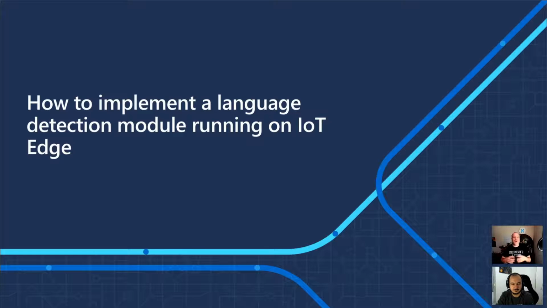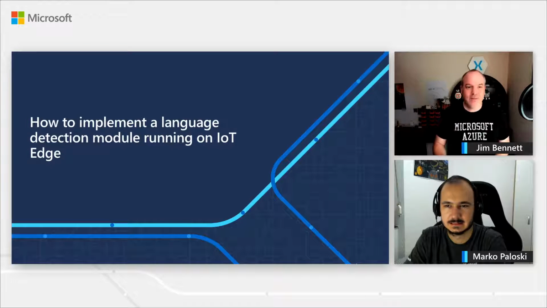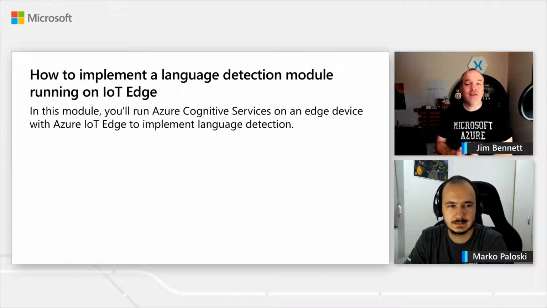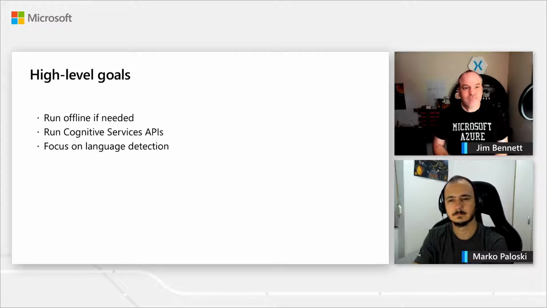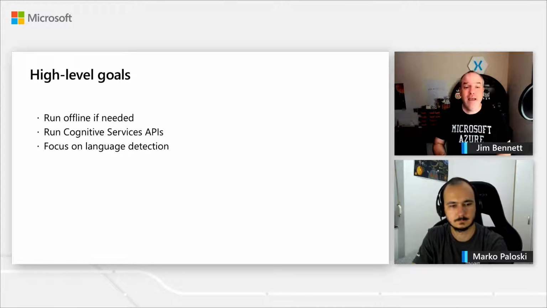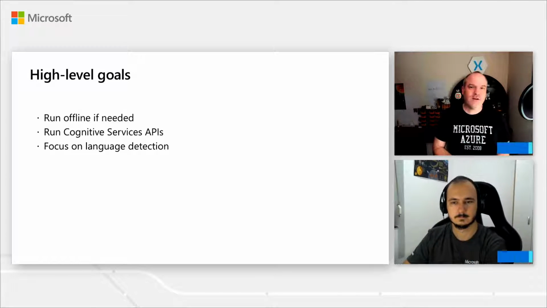So let's talk about how we're going to implement this whole language detection module running on IoT Edge. We're going to do it by running Azure Cognitive Services on an Edge device. So we're going to use an Azure Cognitive Service, but rather than run it in the cloud, we're going to run it on the Edge device. The goals of what we're building: it needs to run offline. As you said, there's no infrastructure in a disaster area, so it needs to run offline.